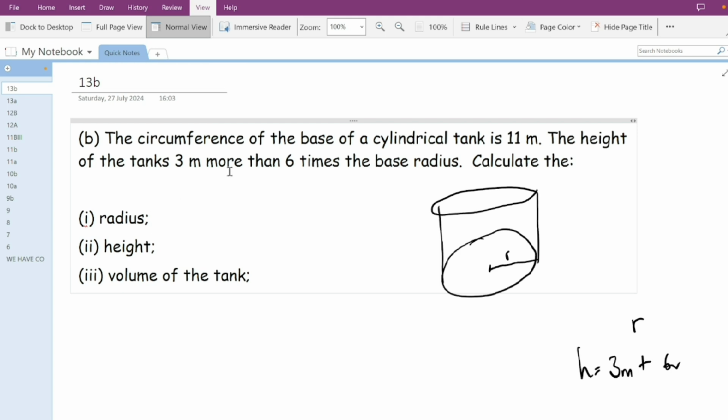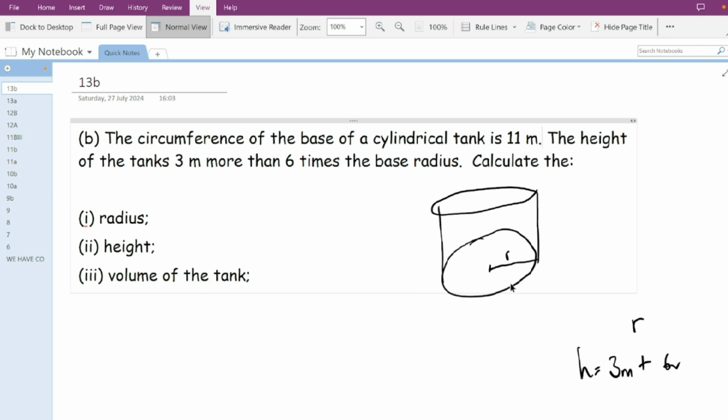Now, to find the radius, we have to use the circumference of the base of the cylindrical tank that was given to us as 11. The circumference is like the perimeter of a circle, which is 2 pi r. We use 2 pi r to find r. With that, we find the radius, and with the second line, the height of the tank is 3 more than 6 times the base radius, we find the height. Then we can find the volume of the cylindrical tank.